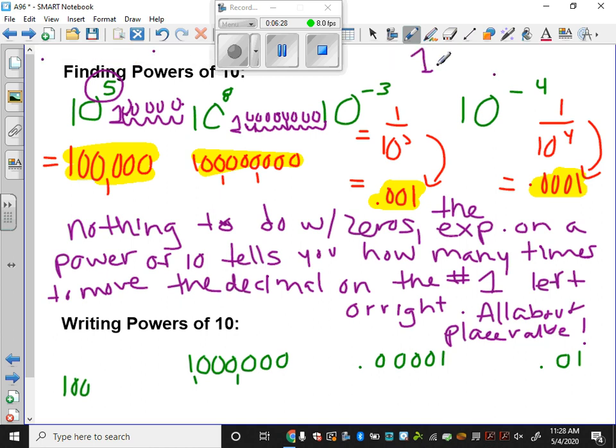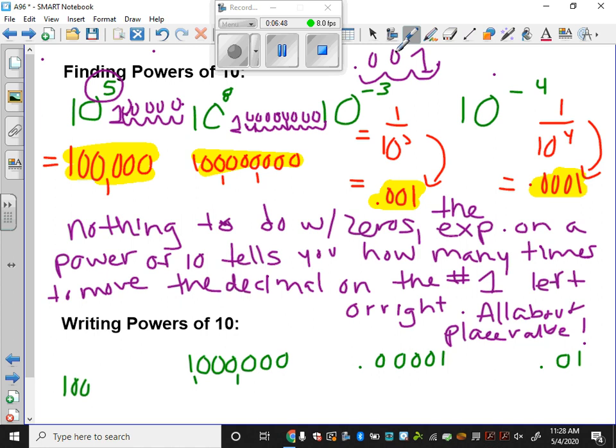So what that's saying is, I'm going to move the decimal 3 times. Well, it's a negative exponent, so I'm going to go to the left, because negative numbers logically go to the left on a number line. So if I move that 3 times, I have to actually pass the 1. 1, 2, 3.